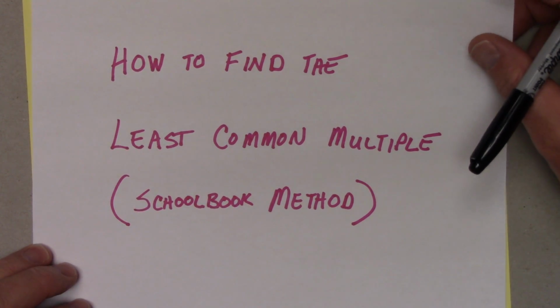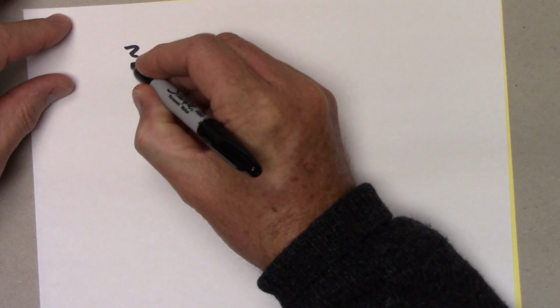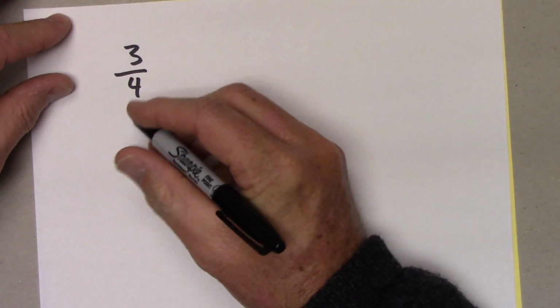How to find the least common multiple using the schoolbook method. I already showed you how to find the least common multiple using prime factorization, but you'll probably run into this in your classroom, and I wanted to have it on YouTube so that you can review it if your teacher is teaching you this way. Let's say we want the least common multiple of these two fractions.